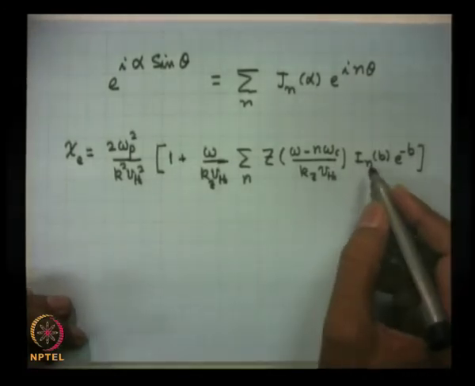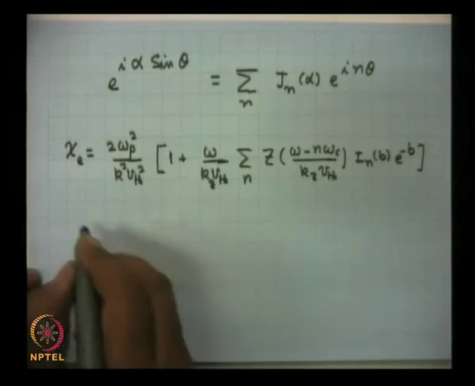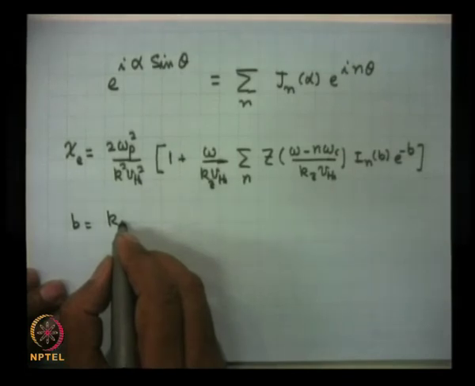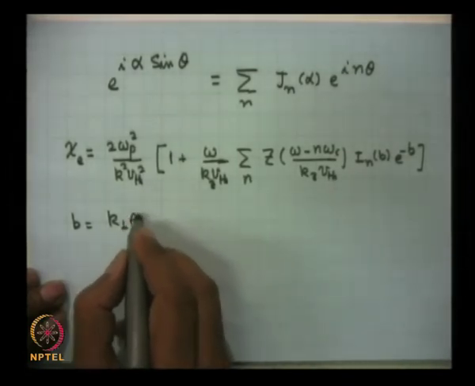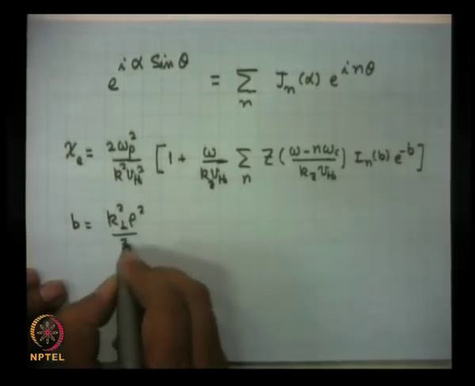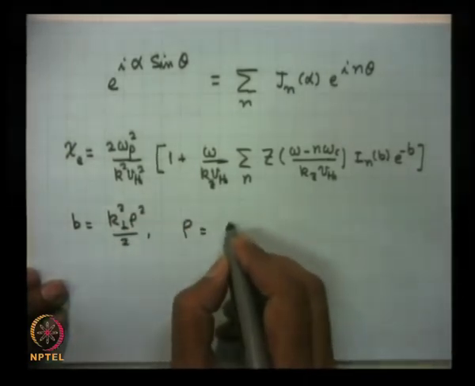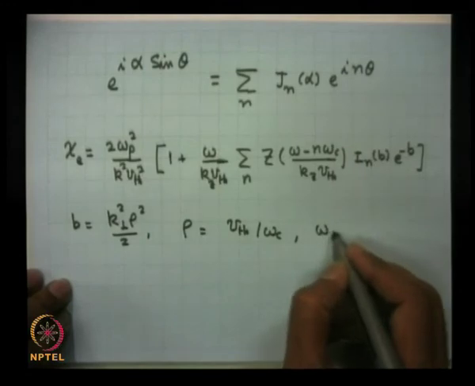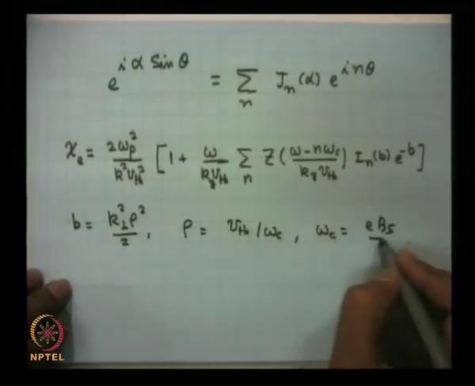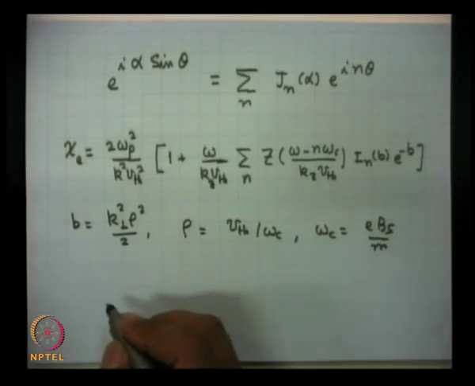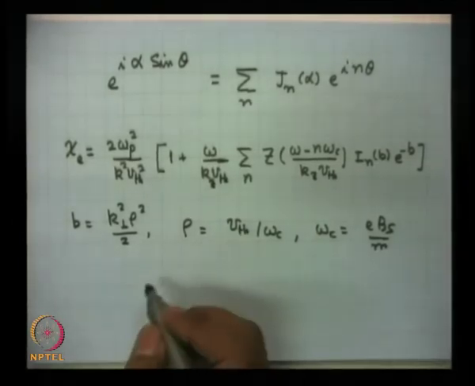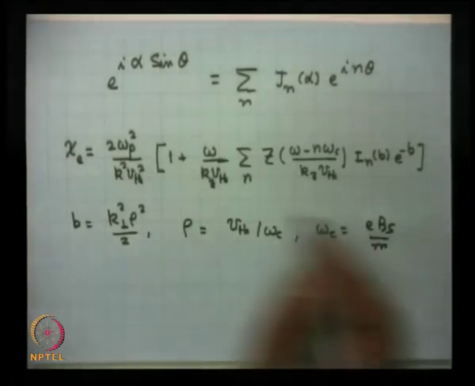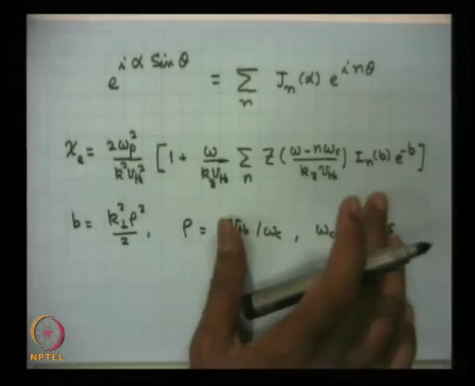This is called the modified Bessel function, which is tabulated, and b is a quantity that is equal to k perp rho square by 2, and rho is equal to the thermal velocity of electrons upon the cyclotron frequency of electrons. The cyclotron frequency is eB upon m. The thermal velocity is the same as defined before. Rho is the Larmor radius. So this is the kind of expression you get, which is a significant modification over the expression for chi that I gave you earlier.